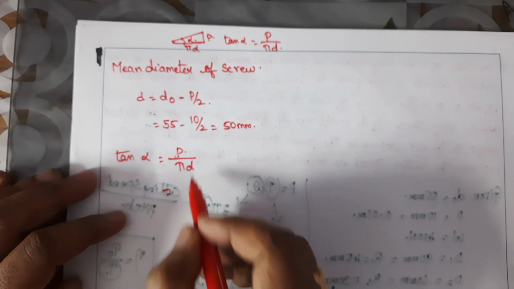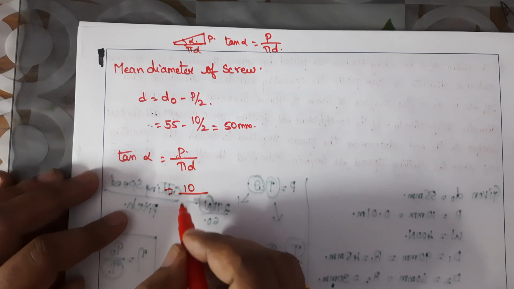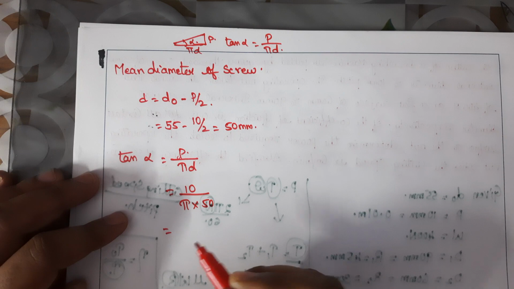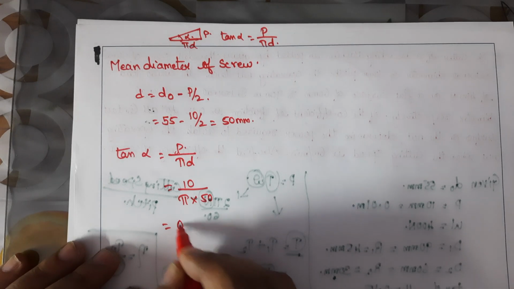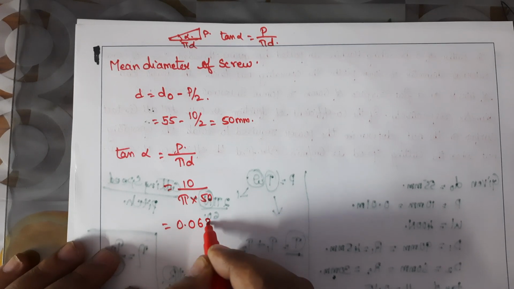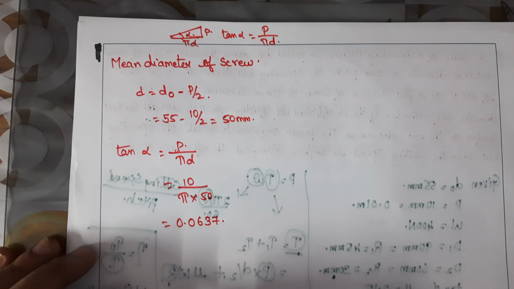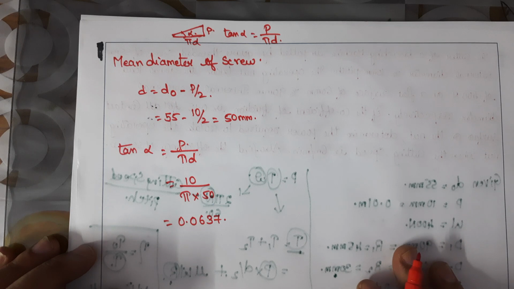So the pitch value here is 10 by pi into 50. So we will be getting an answer, I have got an answer of 0.0637. Later we have to calculate the force that is required at the circumference of this screw.